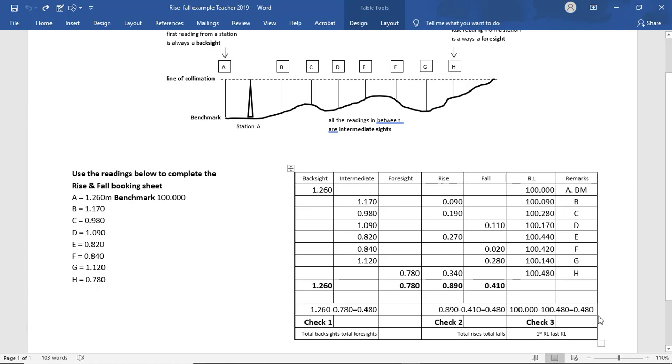So these are really important. You can't be 1 millimeter out, 2 millimeters out, 5 millimeters out. It has to all balance, otherwise there's a mistake there. So the recording of this information is really important. I would recommend you don't use your phone. I would recommend you use a calculator for these calculations. All right, so that's it. Done.